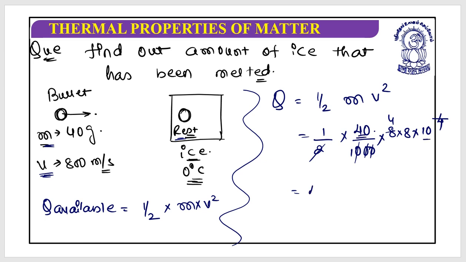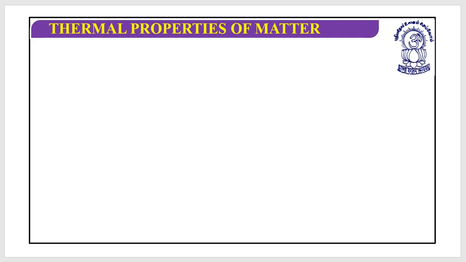I am left with 40 into 10, which is 400, multiplied by 4 8s are 32. So it's 32 multiplied by 400, which is 12800. But this is joule. Please be very careful while using it. If I want to use L as 80 calorie, then I need to convert this joule to calorie. But this is the SI system, and I'm going to use this.